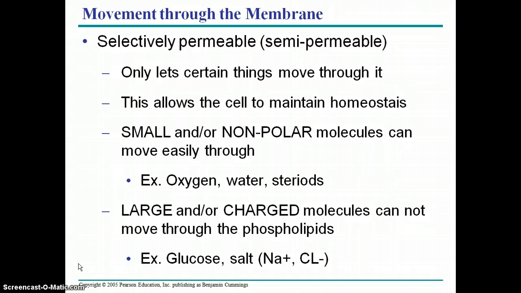Okay, so things that can easily move through our cells would be things like oxygen and water, which are really teeny tiny, and things like steroids, which could be big, but they're nonpolar, so that they get to move through easily. Okay. Anything that's really large or has a charge cannot move through the phospholipids. So something large would be like something like glucose, and something charged might be something like salt. Those things cannot move through the phospholipid part of the cell membrane.